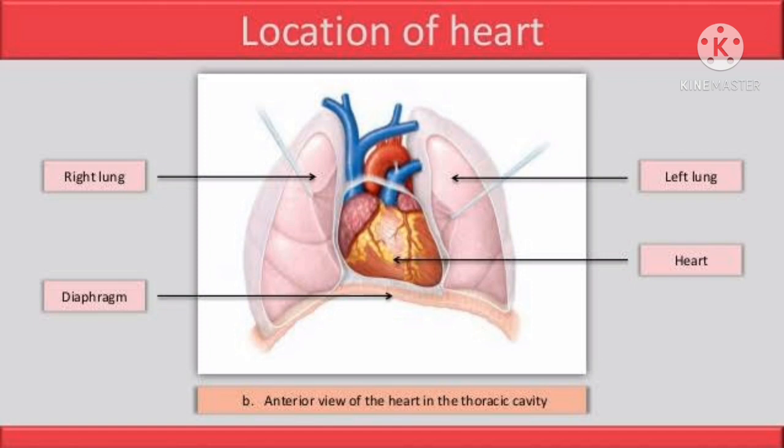Can you see the exact position of heart? Yes, it is present in between what? Two lungs. Okay, so slightly tilted towards our left side, and above the diaphragm. So this is the correct position of our heart. It is protected within our thoracic cavity. Once again, it is present in between two lungs, slightly tilted towards left side and present above the diaphragm.